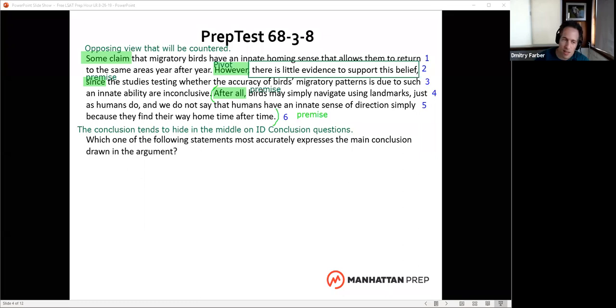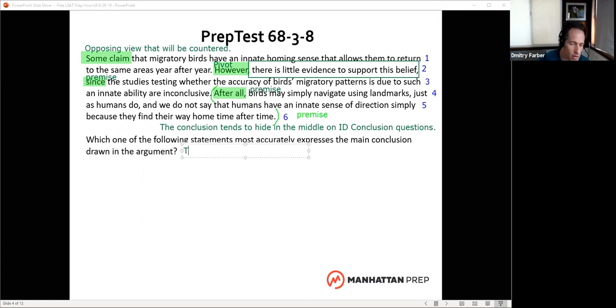So putting it in the middle is a little tricky. The other trick that they have, but it's not so tricky because we can get used to it and predict it. The other common trick that they use is that the conclusion will often use what we call borrowed language. So what do we mean by that?